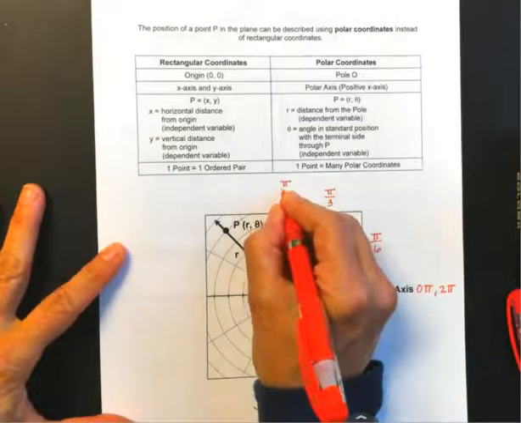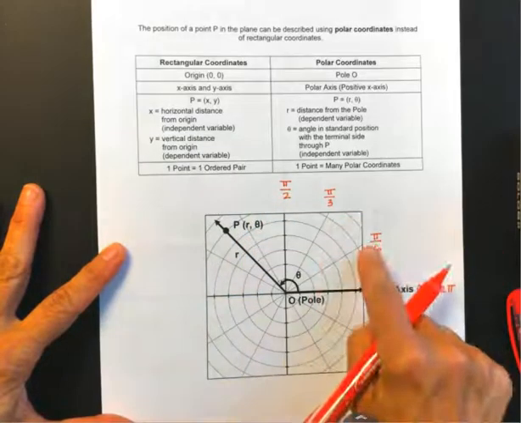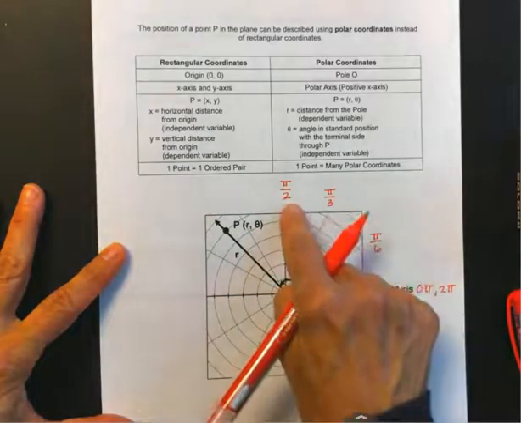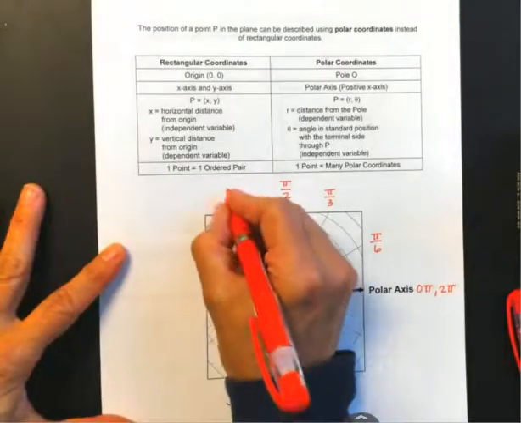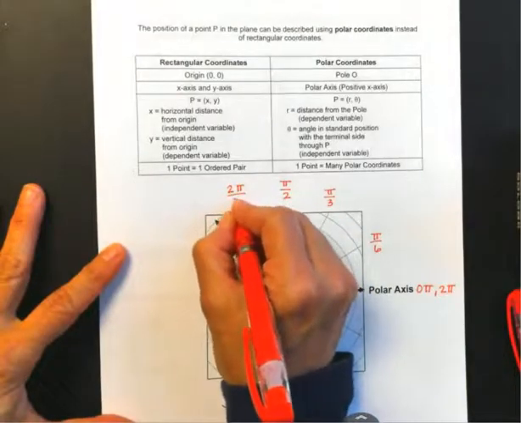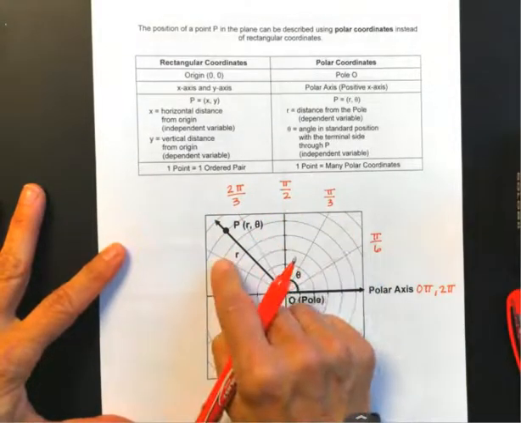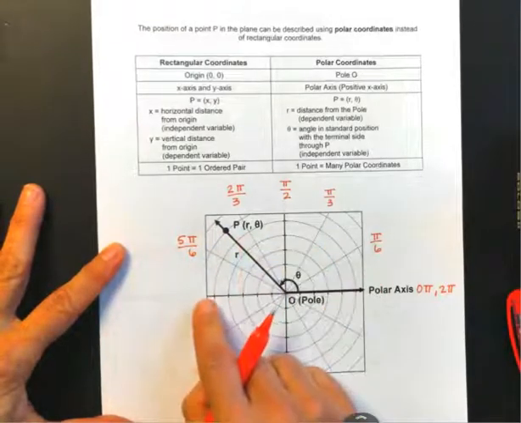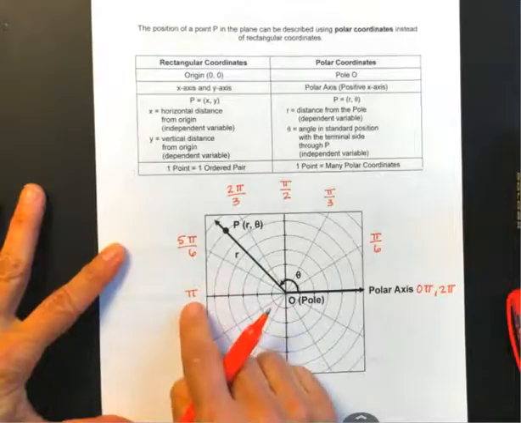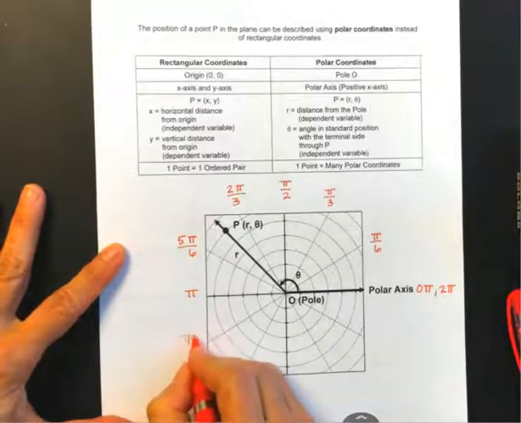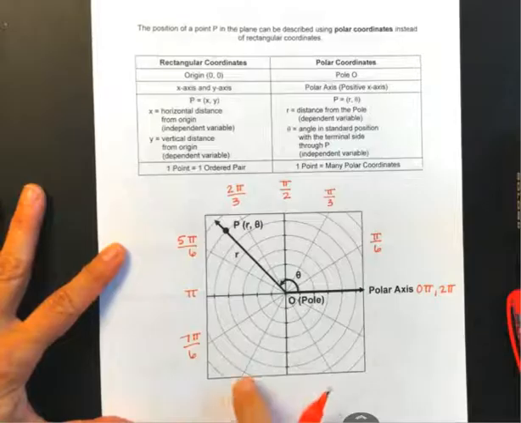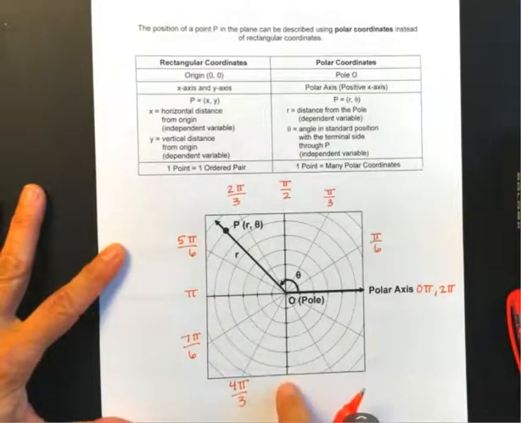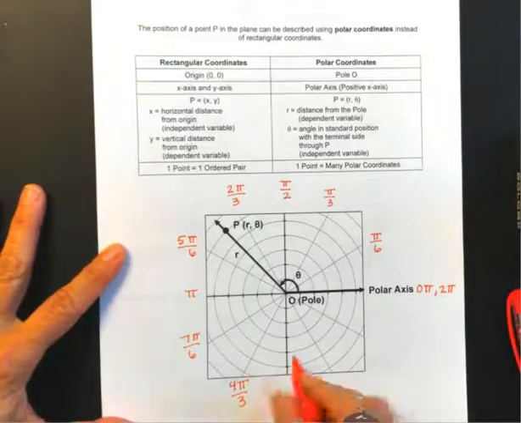We know this is pi over 2. So 1 over 6, 2 over 6, 3 over 6. Here's 4 over 6, which is 2 pi over 3. Here is 5 pi over 6. There's regular pi, that's 6 over 6. Here's 7 over 6. 8 over 6, but we're going to write 4 pi over 3. Here's 9 over 6. It's also the bottom of the circle.